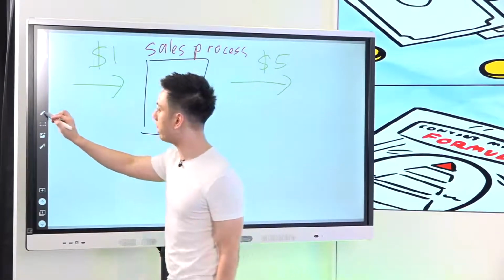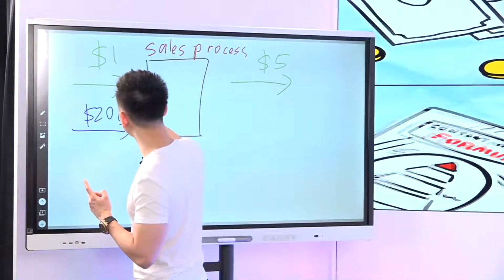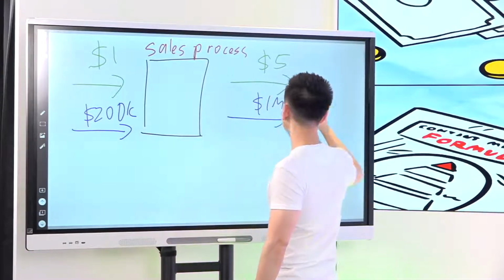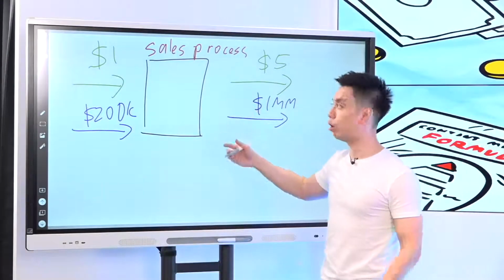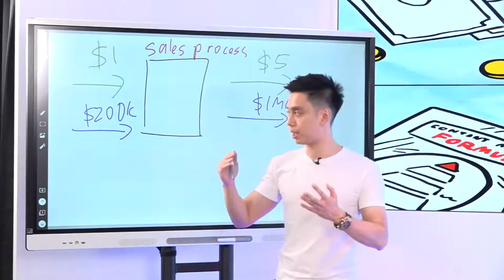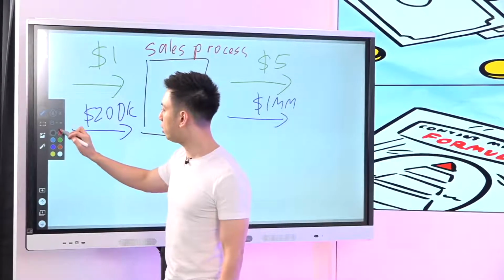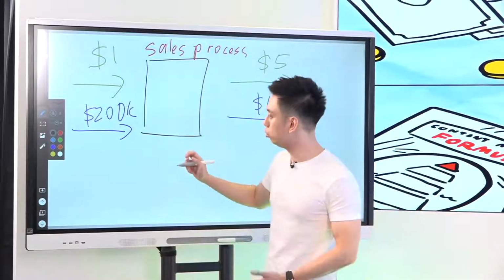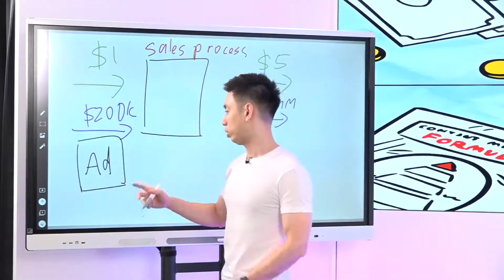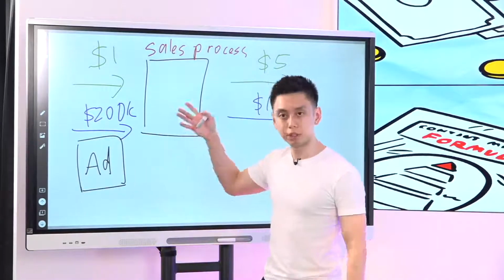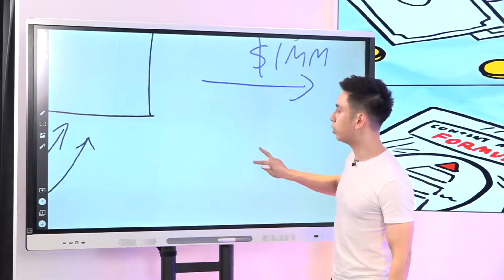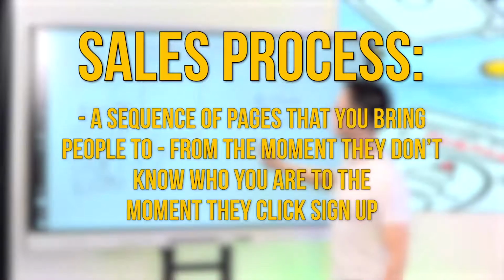So in this campaign over here, we spent $200,000 and we got back over $1 million in sales. Let's talk about what this sales process might be, and the numbers and the KPIs that you need to set. For this sales process, I ran an ad, well not one ad, but a lot of ads with different interests, different targeting, and I'm sending people into this sales process. Now what is a sales process? A sales process is just a series of pages that you bring people to.